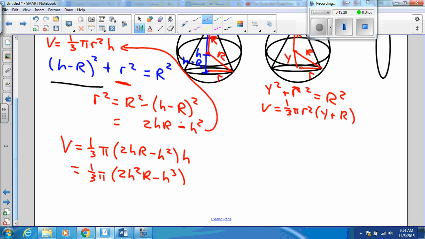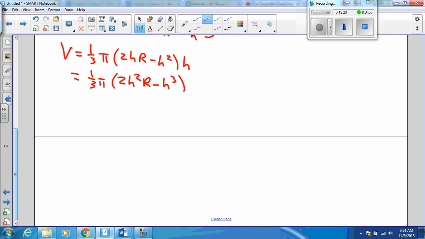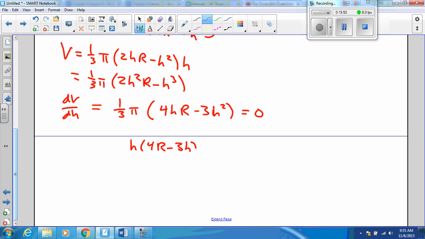And so now at this point we've got our relationship, we're ready for a derivative, dV/dh, and this is going to give me now 4hr minus 3h squared is equal to 0. Set this equal to 0. These factors are irrelevant. I have a factor of h here that can be factored out. And I get two critical points. One of them is h equals 0, and one of them is h equals 4r over 3.